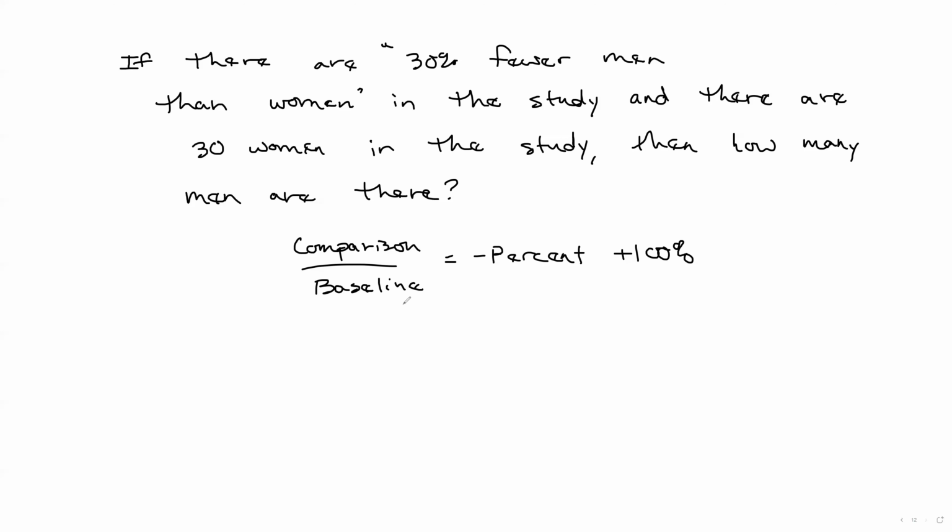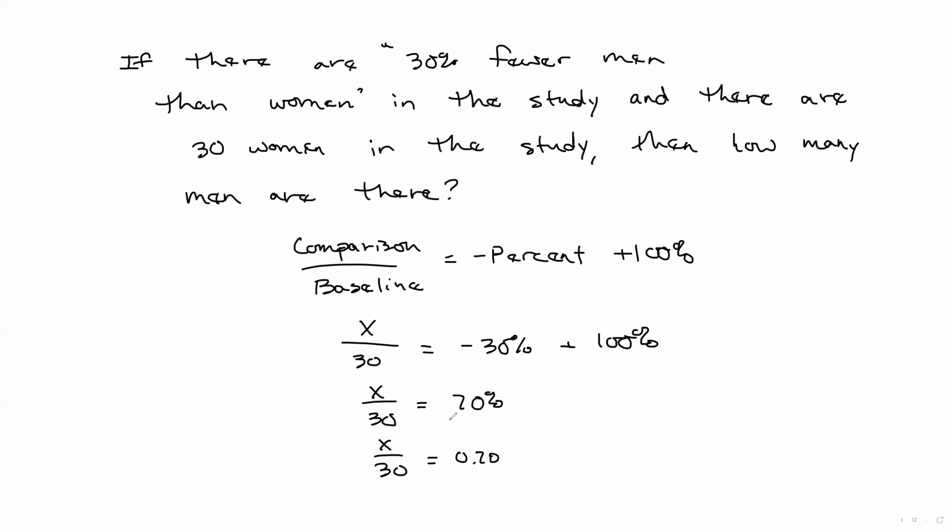And so we're asked to find the number of men. We don't know the number of men, but that's the thing we're comparing. The baseline is the number of women. That's going to be 30. And then you've got the percent that's given, so you've got negative 30% plus 100%. And so you get x over 30 equals 70%. And if you convert that into a decimal, x over 30 equals 0.70 by moving the decimal point 2 places. And then you get x equals 21.